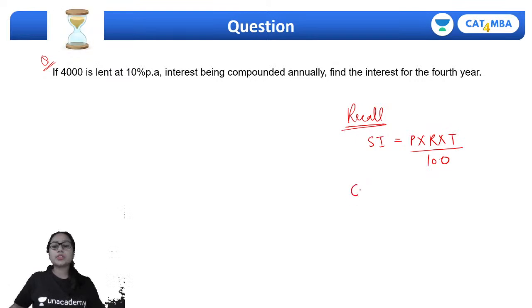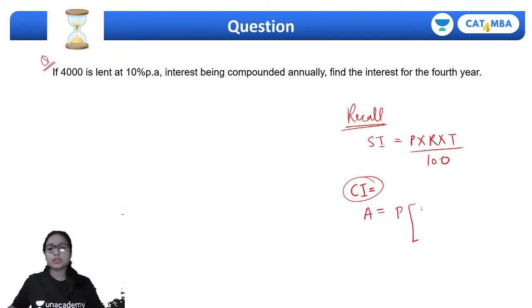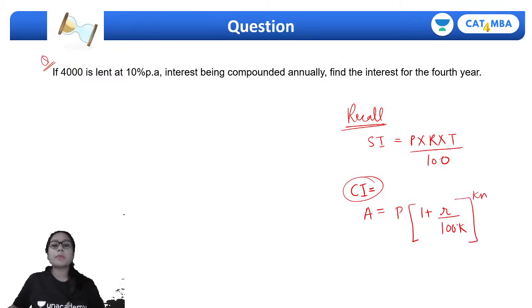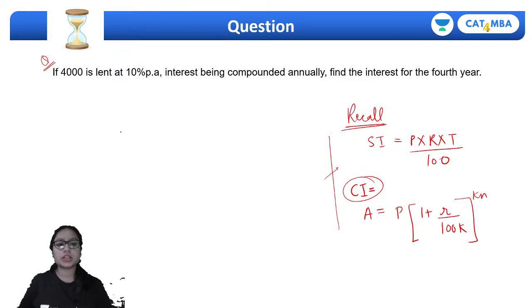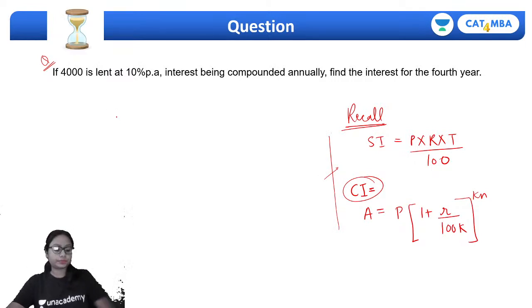The formula to calculate the compound interest is, now in the case of compound interest, we calculate the amount. Amount is given by principal into 1 plus r upon 100 raised to the power kn, where r is the rate, k is the number of times compounding is done in 1 year and n is the number of years. I hope these two formulas are clear. Let's move on to the question. Please solve the question and tell me what would be the answer.